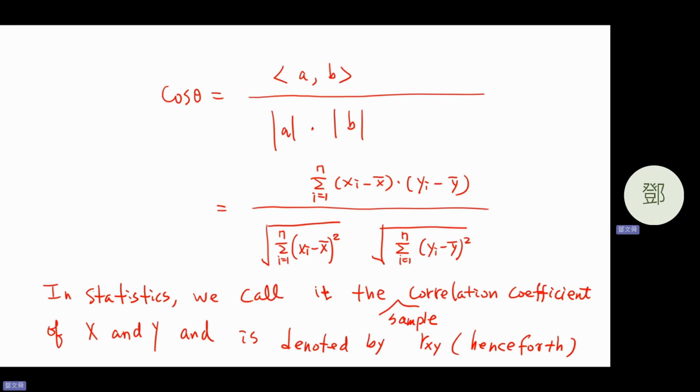This formula can be used to measure the orientation of the X vector and the Y vector. In statistics, we call it the sample correlation coefficient of the X variable and the Y variable, and it is denoted by R sub XY, henceforth. Henceforth means from now on. From now, we call it the sample correlation coefficient. All right? Any question? Okay, if you don't have any questions, let us keep going.